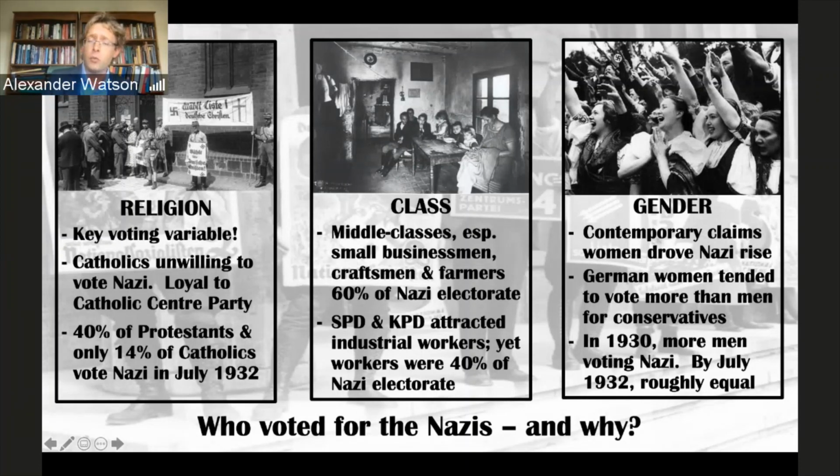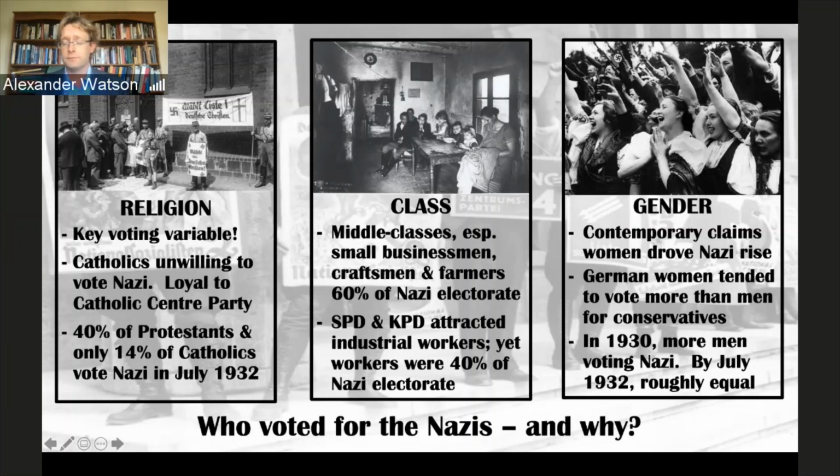Catholics, in particular, were unwilling to vote Nazi. The Catholic Church was dead set against the Nazi Party in the late 20s and in the early 1930s. And Catholics had their own party, which had a long history stretching back before the rise of the Weimar democracy into the imperial pre-1914, pre-First World War period, called the Catholic Centre Party, and they tended to vote for that. And we can see that if we look at the statistics for the election of July 1932, when the Nazis were at peak popularity before Hitler becomes Chancellor, some 40% of German Protestants voted Nazi, but only 14% of Catholics voted for the Nazi Party.